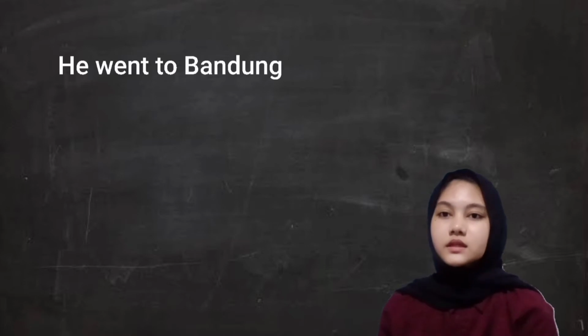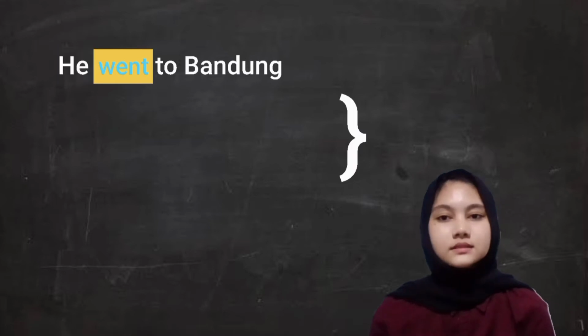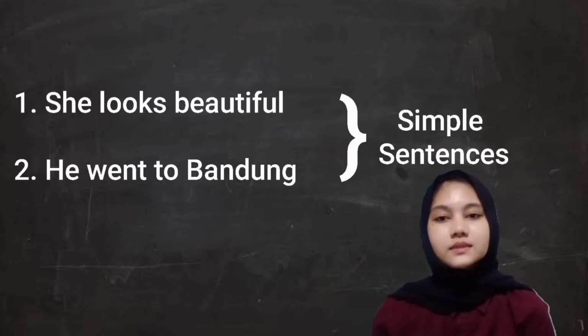Another example, he went to Bandung. That is one independent clause. The subject is he and the verb is went. These two examples are also called simple sentences. A simple sentence is one that has only one independent clause.